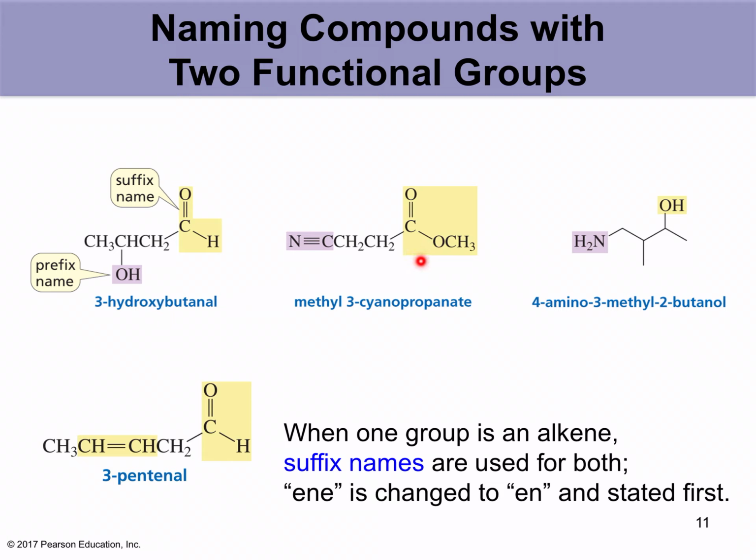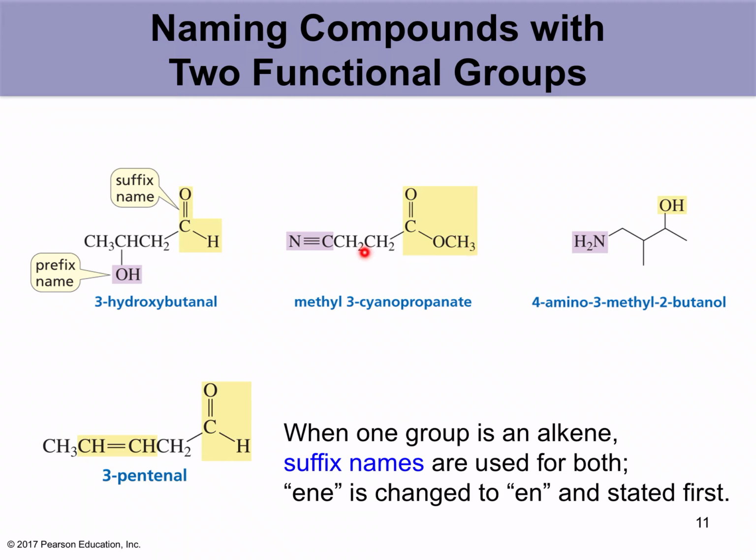And this one we have an ester group, carbonyl group OCH3, so this is an ester. And then we have a cyano group. So ester gets priority over the cyano group, so the ester will get the suffix name, and the cyano would get the prefix name. And when esters are named, normally you first name the alkyl group on the oxygen. So that is methyl, and then this would end in -oate.